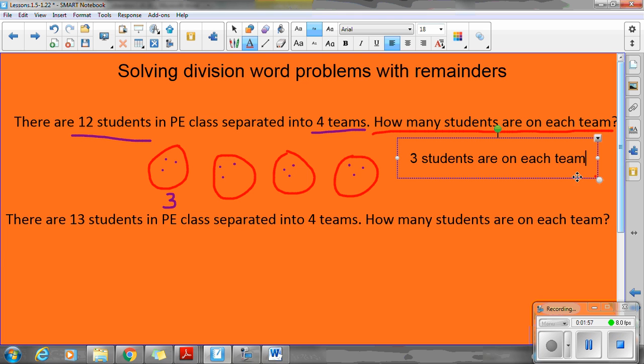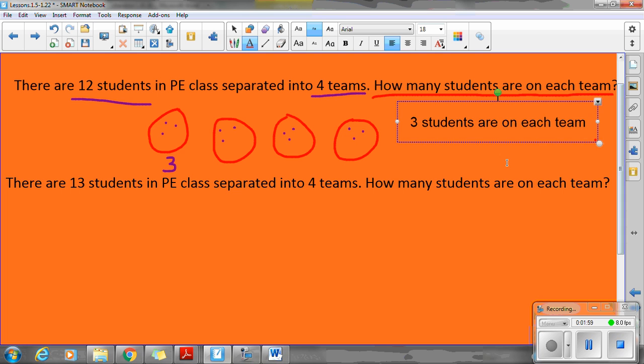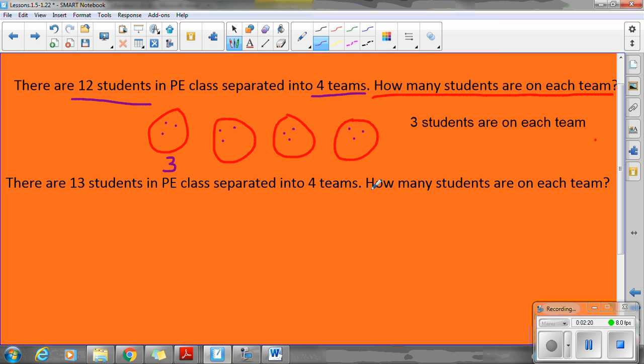Sometimes when you are dividing, you will notice that you will have some left over. So what you do is you just divide until you cannot put the same amount in each team anymore. For instance, I have the same problem, but this time I have 13 students in a PE class separated into 4 teams. Same thing. What am I being asked to do? Tell how many students are on each team.